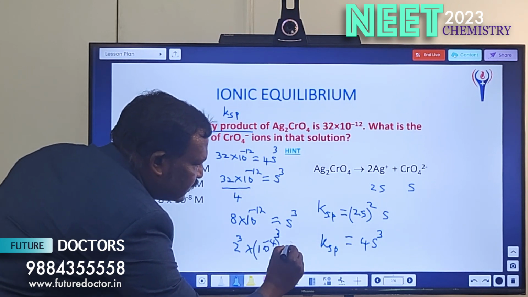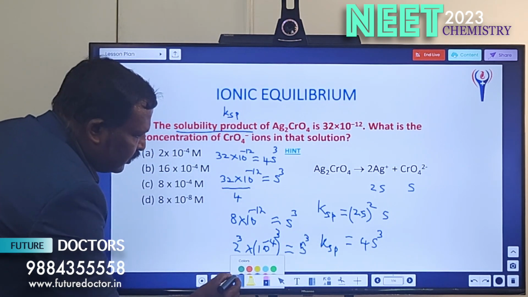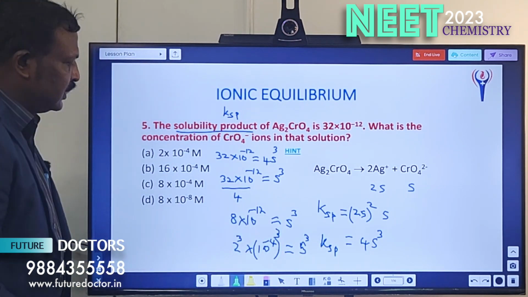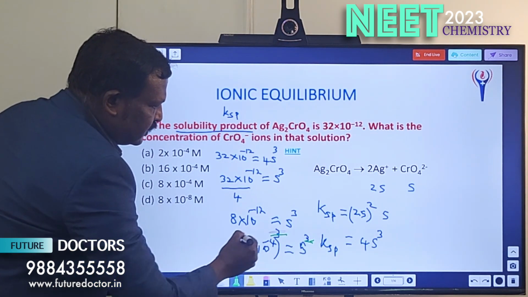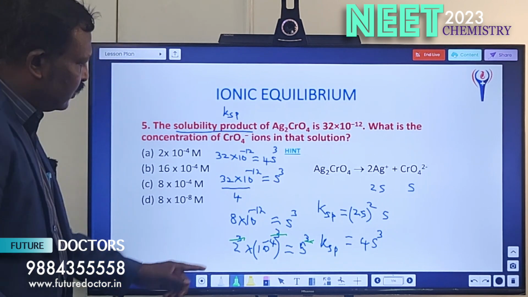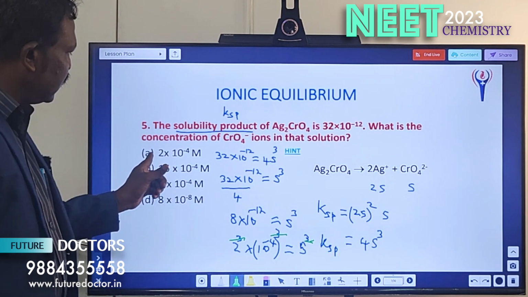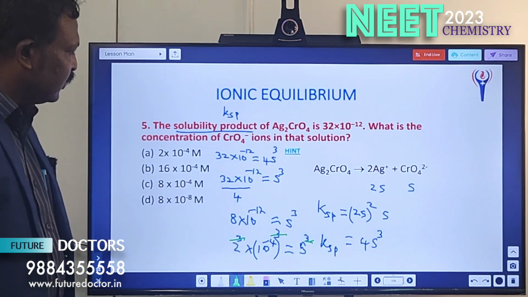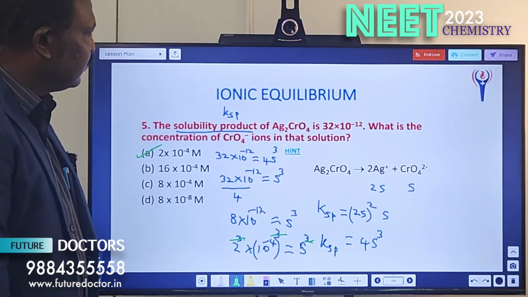Can you write like this? s cube. Are you following? Now we can cancel, isn't it? This power 3 and this power 3 cancel. Understood? What's the remaining? 2 into 10 power minus 4 molarity. So option A is the correct answer. Are you following? Very simple one.